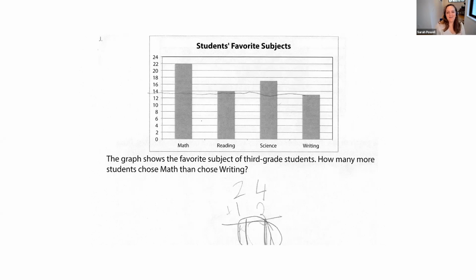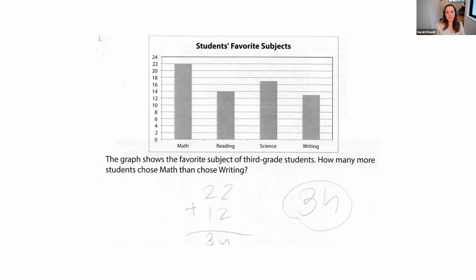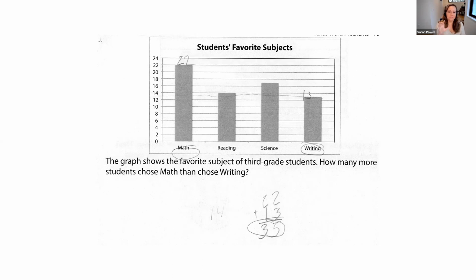This student now adds 24 plus 13. So an incorrect interpretation of how many students chose math. This student now is 22 plus 12. So we're getting someplace, but notice all of these students are adding right now. So that's not going to help us solve this problem correct. Here we now have a student who identified the correct numbers, 22 plus 13. But still not solving the problem correct.